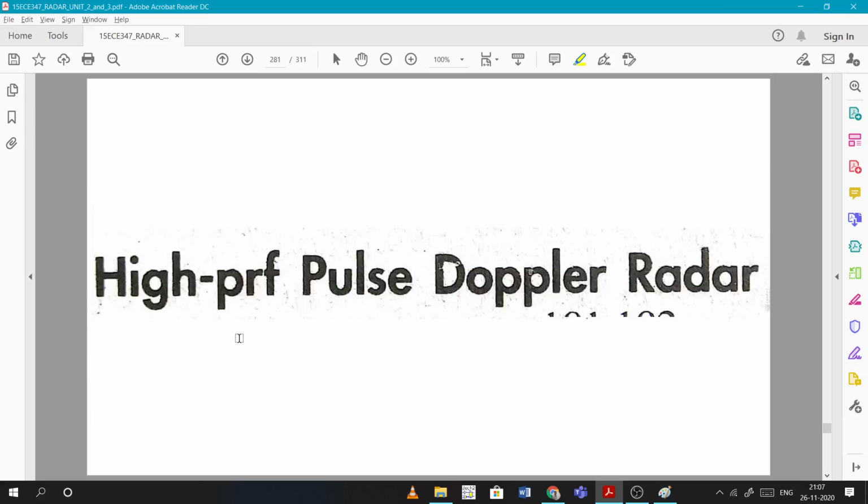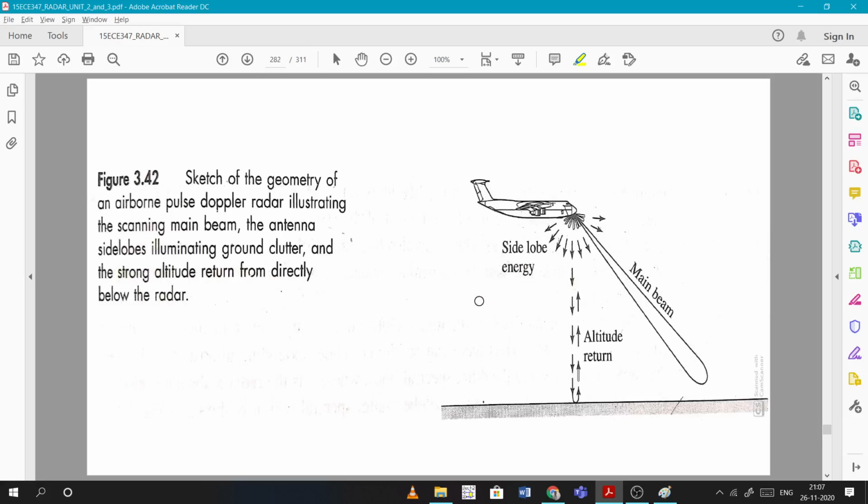That's it. So let us see what is high PRF pulse Doppler radar. This is a sketch of the geometry of an airborne pulse Doppler radar illustrating the scanning main beam, the antenna sidelobe illuminating ground clutter, and the strong altitude returns from directly below the radar. Basically, the signal returns due to the clutter, and the return straight perpendicular to it tells the radar how much height it is.